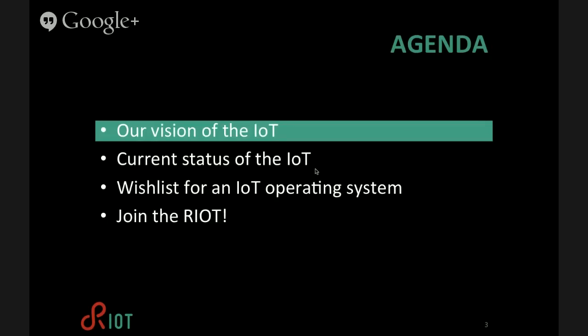So first I'll talk about our vision of the IoT, what we think it's going to look like, and what the impact of the IoT is going to be. Then we'll talk about what we think the current status of the IoT is and various aspects of it. Then we'll focus on what we think is needed for an operating system for IoT devices. And then I'll talk more precisely about RIOT.